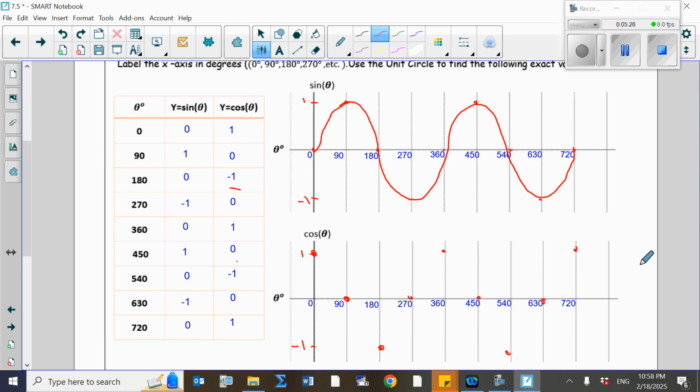So now I'm going to connect these points together using a curve again. I'm going to connect them this way.